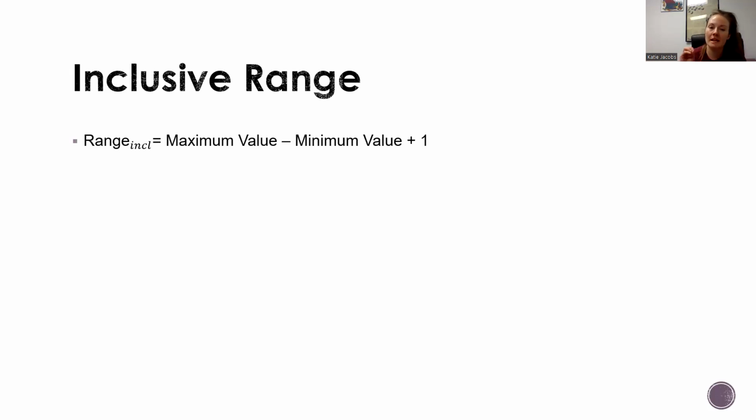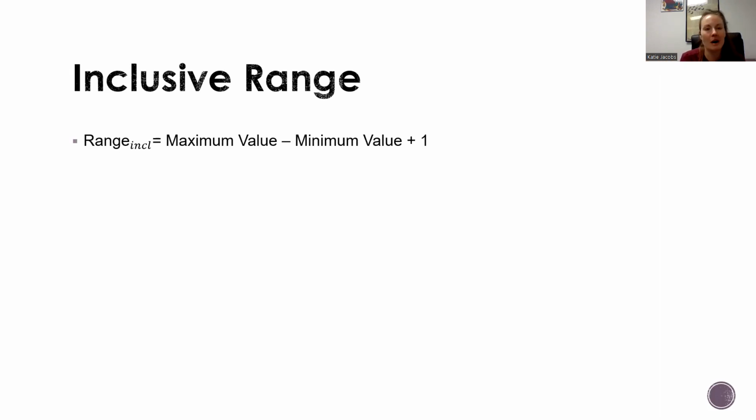And that is where we take our maximum value minus our minimum value, and then we add 1 because we want to include everyone. So inclusive range, we're going to use especially later on when we get into the next unit, when we're building histograms and frequency distribution tables, we'll use this to be able to calculate something else. So it's really important that we're able to use this.